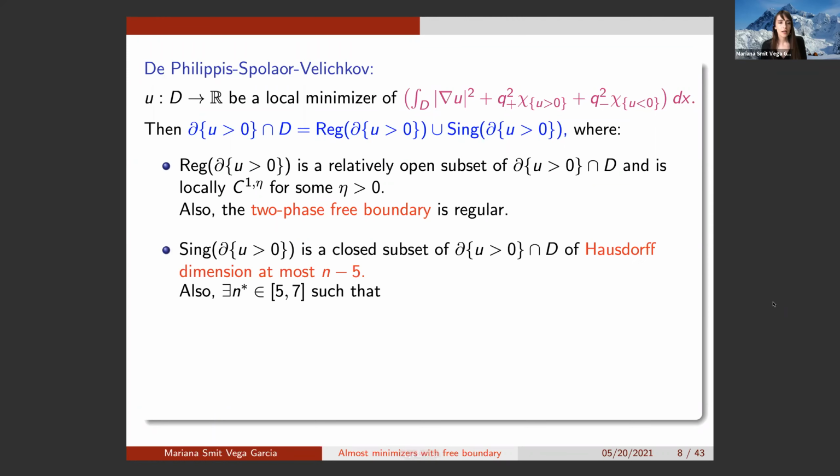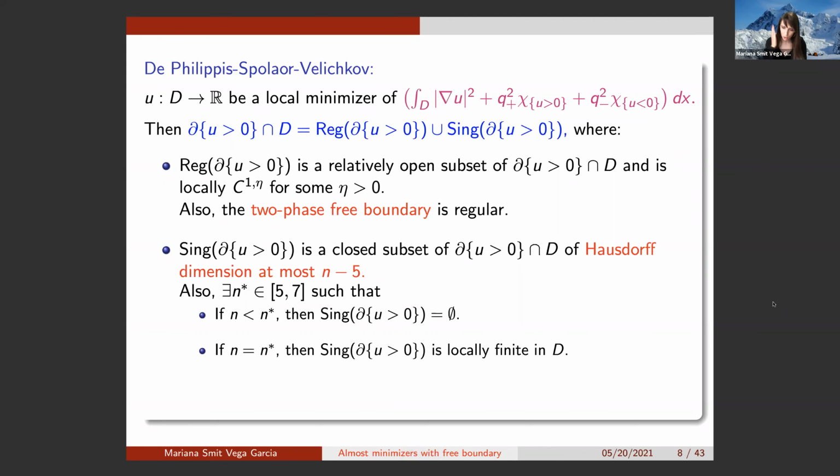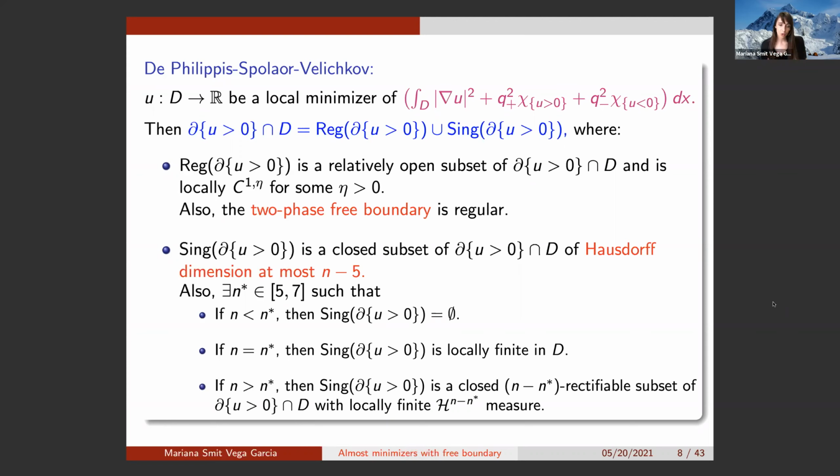That's really important. The singular set, as we expected, is a closed subset of Hausdorff dimension at most n-5. And there is this, let's say, threshold dimension n*, which we know is between 5 and 7, for which if our dimension, our universe, is less than this threshold, there are no singular points. The singular set is empty. If we are at a dimension exactly equal to this threshold dimension, then the singular set will be locally finite. And finally, if our dimension is larger, then the singular set will be a closed rectifiable subset, and here the dimension is n minus n*, with locally finite Hausdorff measure of dimension n minus n*. So this is, again, what we expected looking at the previous results.